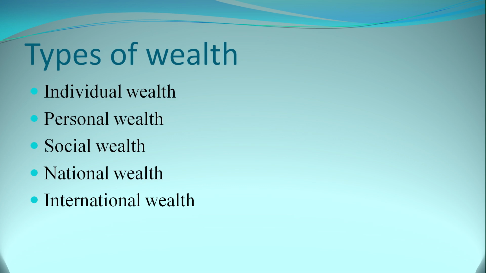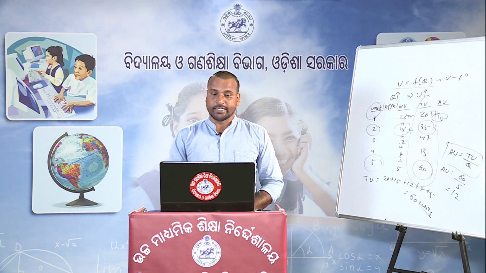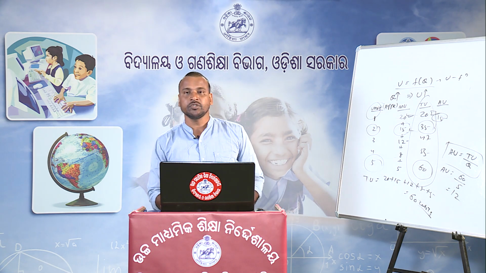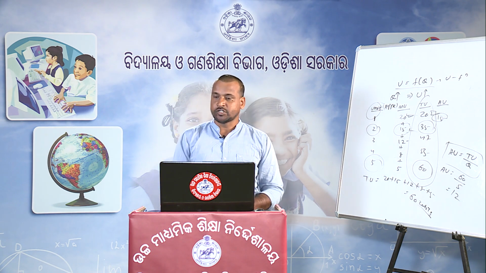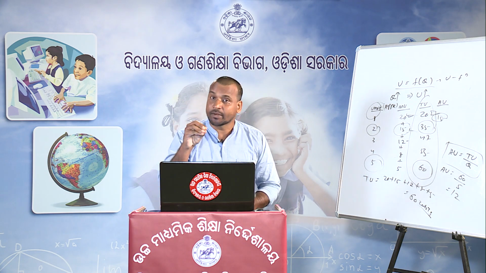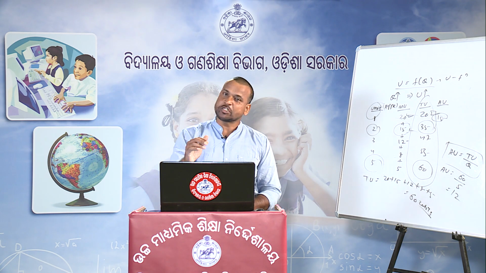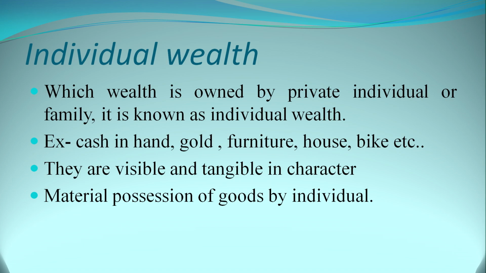Types of wealth. We explain the types of wealth: individual wealth, personal wealth, social wealth, national wealth, international wealth. So, individual wealth means what? The material things, the material goods which are owned and operated by private individuals or group of individuals or family. That is called individual wealth.